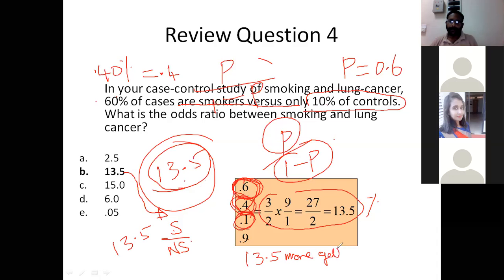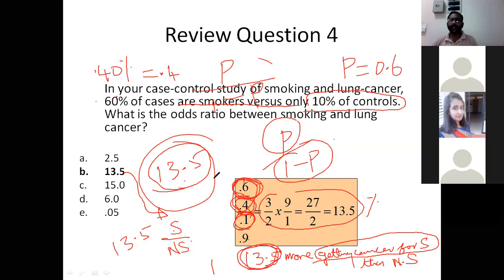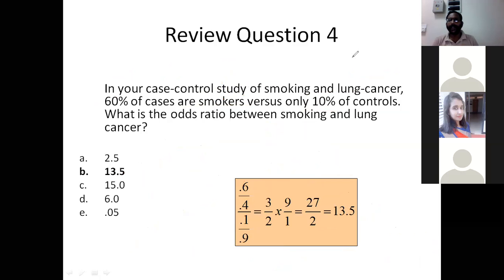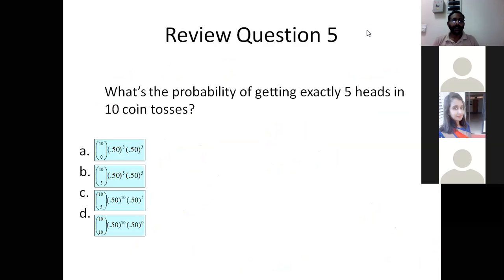getting cancer for smokers than non-smokers. So that means if non-smokers have one time the chance of getting cancer, the smokers have 13.5 times more chance of getting cancer under the condition of smoking. So you see, smoking is inducing cancer. That is how this odds ratio can be given. So don't worry about this odds ratio. Actually, we teach this at master level. Don't worry about that, all right?